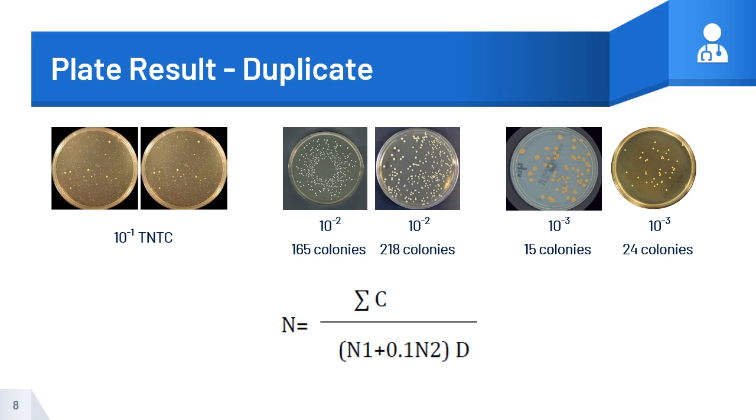At the 10 power minus 2 dilution, the first plate we got 165 colonies, and the second plate we got 218 colonies. And at 10 power minus 3, the first plate we got 15 colonies, and the second plate we got 24 colonies. So we are going to use the formula and perform the calculation.